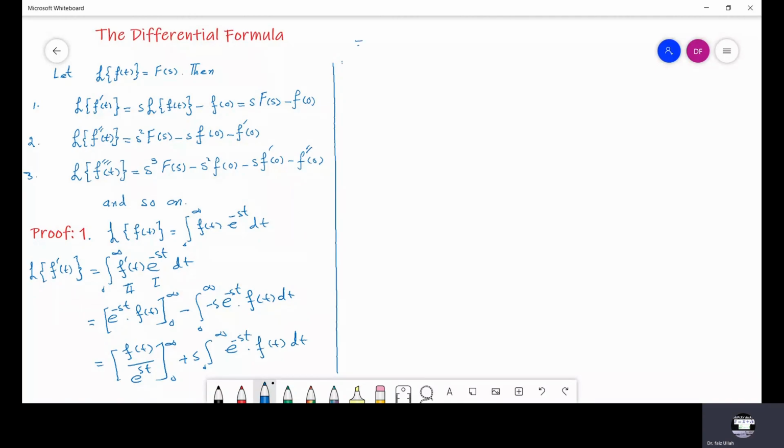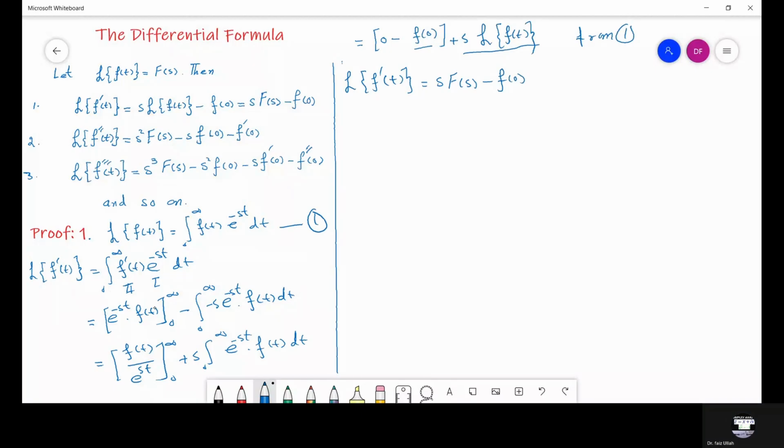And now if we use the limits, we can see anything divided by infinity is 0. And if we put 0, we have f of 0 divided by 1. So this is minus f of 0 plus s. And now we can see that the second one is the formula for Laplace transform of f of t, which we can easily see from 1. So I will write from 1 we have this. And if we just simplify this, we get Laplace transform of f dash of t is equal to s, and this Laplace transform of f of t is denoted by capital F of s, minus f of 0. And this one is the required formula for the given function.